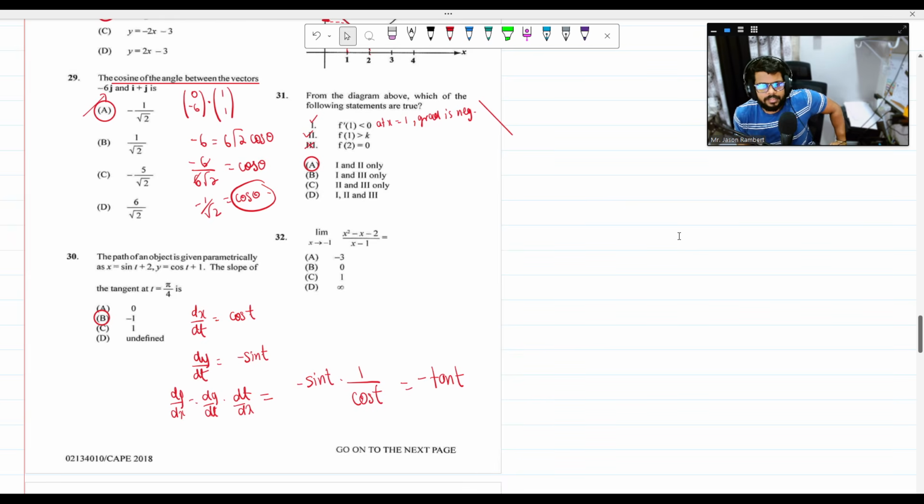Alright, the limit as x tends to minus 1. This is where I'm going to show you guys the L'Hopital shortcut, because paper 1 doesn't care about working. When you're using L'Hopital, be careful. I see it time and time again, too many students, too many for me to count. Students will see this and say, that's a quotient rule. No. L'Hopital says, differentiate the top, differentiate the bottom separately, and then plug in your limit.